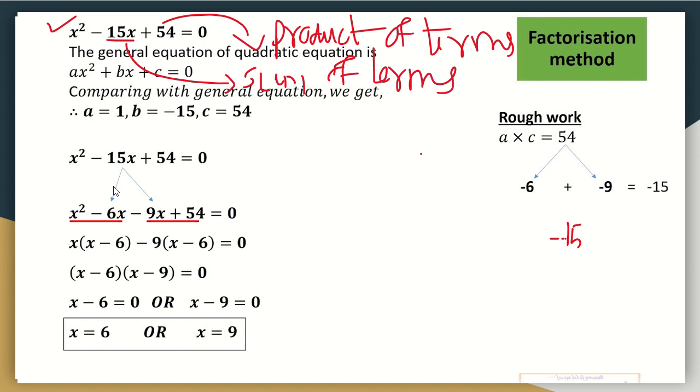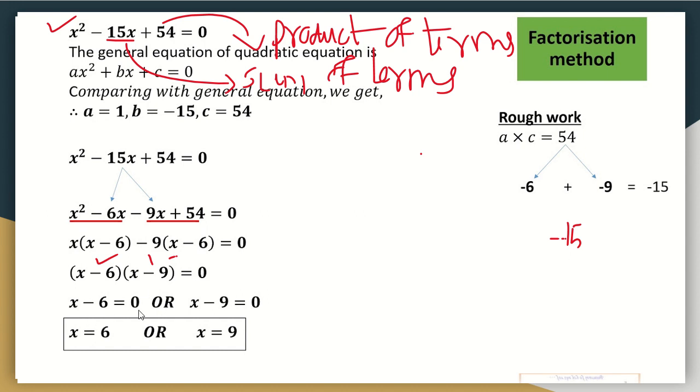So in the place of minus 15, what am I going to write? Minus 6 and minus 9. So x squared minus 6x minus 9x plus 54 equal to 0. So in this term, what is common? x is common. I have taken it out, so x minus 6. In this, what is common? 9 is common. I have taken it out. So x minus 6. You can see the factors are x minus 6 and x minus 9 equal to 0. So what is the x value over here?